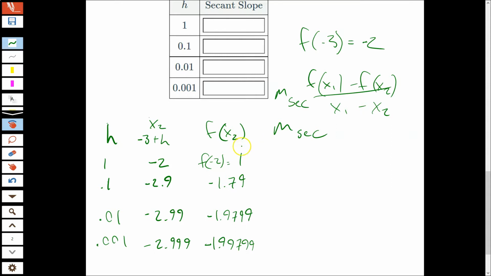Okay, so now I'm going to use my secant slope formula, or just my general average rate of change formula, right? And I'm going to subtract -2 minus 1 over -3 minus -2. Okay, so I get -3 over -1, which is +3. I'm going to do that for each row in the table, and that's going to get me my results, same as last time. Okay, here are my results.